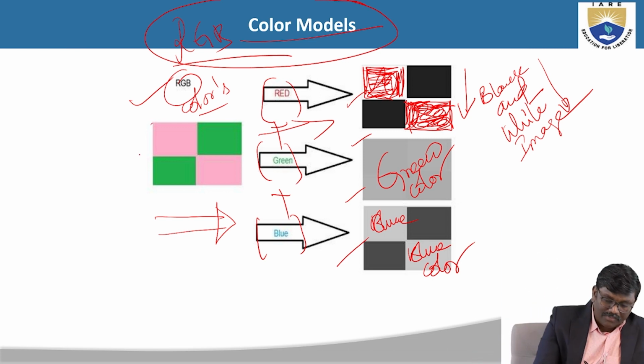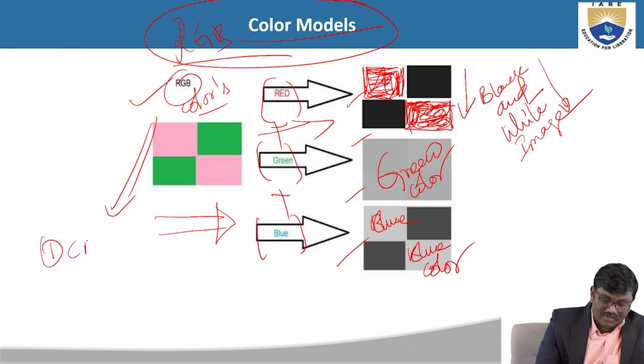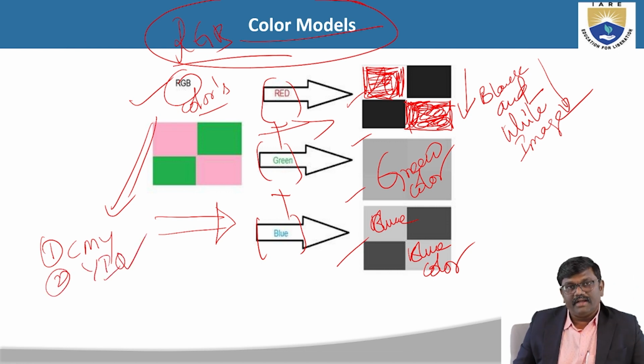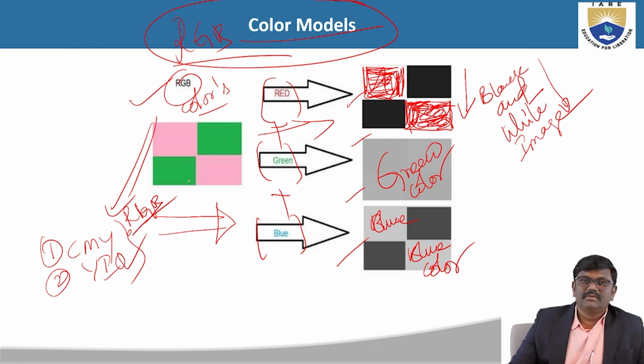For example, from the RGB, what are we going to concentrate on so far? We are concentrating on how to prepare CMY, how to prepare YIQ. So we concentrate on the CMY and YIQ models from the RGB only, from the RGB colors. So that is what we want to concentrate on in this color image processing.